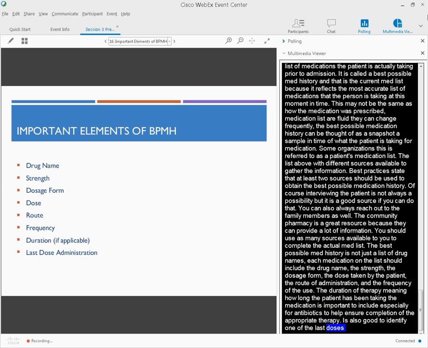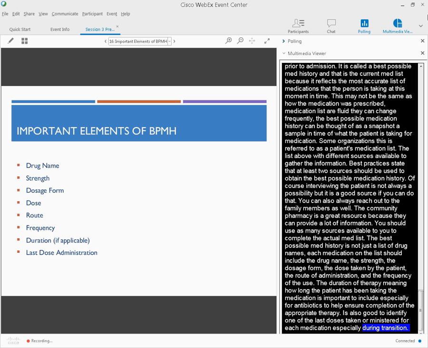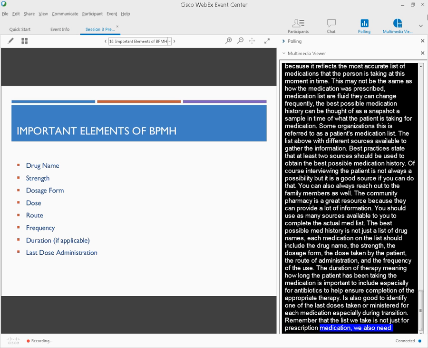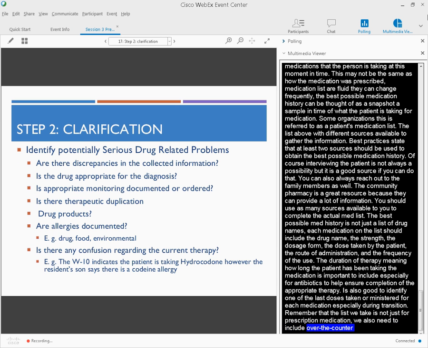Remember that the list we take is not just for prescription medications. We also need to include over-the-counter meds, herbal products, and dietary supplements that the patient may be taking as well.